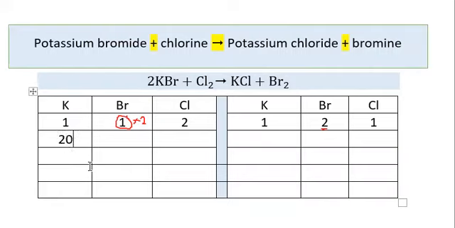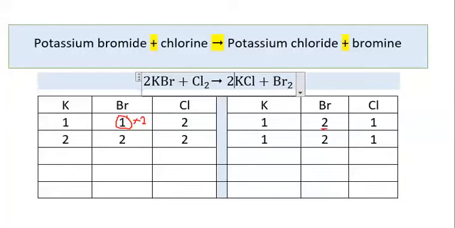So I now have 2 potassiums, 2 Brs, 2 chlorine, and on the other side I have 1 potassium, 2 bromine, and 1 chlorine. So I need to change. On this side, I also need to change chlorine and I need to change potassium. And I need to bring them both to a 2. And I just do that by putting a 2 before. And now I get 2 of everything.